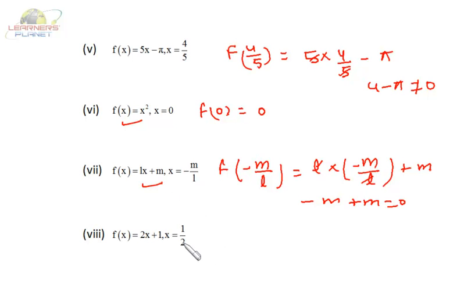Now let's see this. In this case, we have to calculate the value of this polynomial when x is equal to 1 by 2. So f of 1 by 2 is 2 into 1 by 2 plus 1. So we are getting 2. That means this number, that is half, is not the 0 or root of this polynomial, since we are not getting 0 in this case if we put x is equal to 1 by 2. Okay, so we have discussed a good number of questions based on factor theorem.